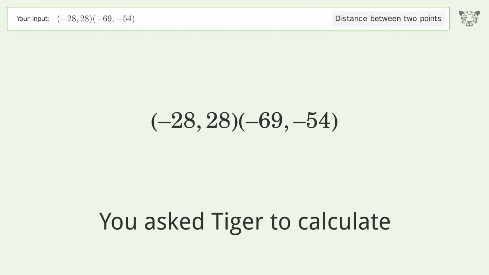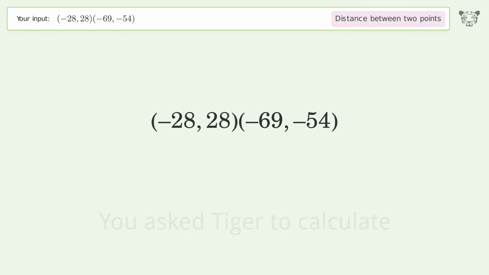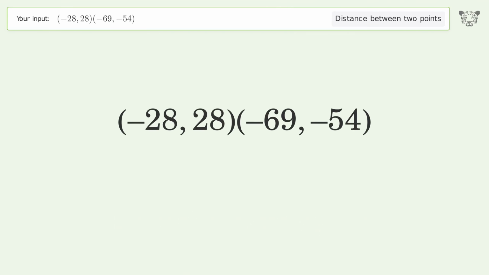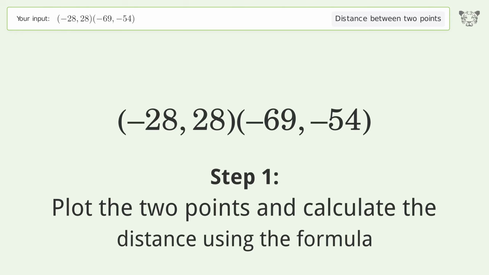You ask Tiger to calculate. This deals with the distance between 2 points. The distance between the 2 points is the square root of 8,405, or 91.679. Let's solve it step by step. Plot the 2 points and calculate the distance using the formula.